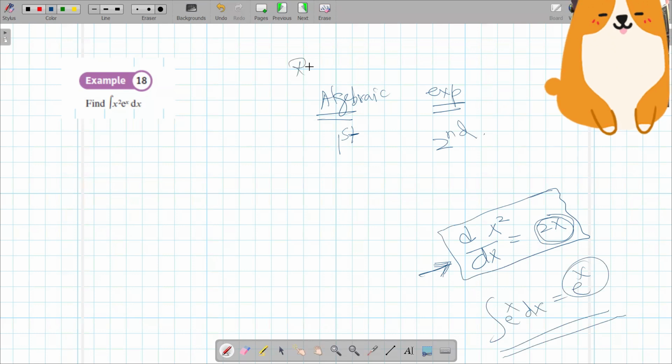And this is the rule. Whenever we have this product, the first function should be algebraic. So we will take x squared as the first function and e to the x as the second function.